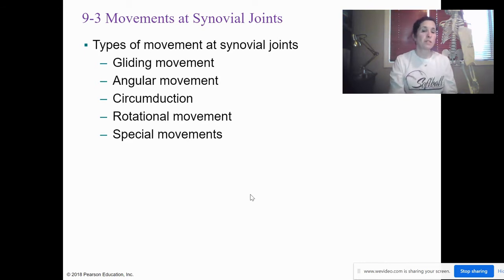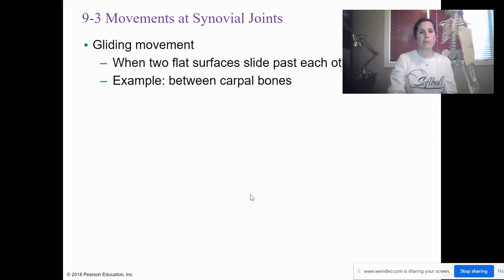So in synovial joints, there's gliding movement, angular movement, circumduction, rotational movement, and special movements. Gliding is when 2 flat surfaces slide past one another, all right? And so this would be between your carpal bones, so that they do slide past one another when different motions take place.